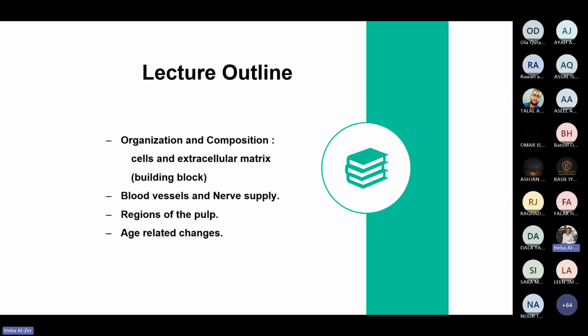First, we will talk about the organization and composition of the tissue. As usual, I will introduce you to the building block of the dental pulp, which is, as any other connective tissue, a group of cells lying in an extracellular matrix. Then we will talk about the blood supply and the nerve supply of the dental pulp, and the histology of the dental pulp under the microscope. There are different regions of the pulp we are going to see and discuss. And finally, we are going to talk about the age-related changes in the dental pulp.